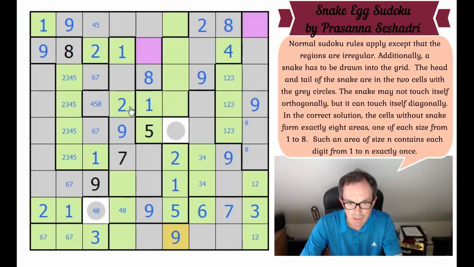Oh, now the 7-cell region, we've got a 1, 2 and a 5 in it, so those must be 3, 4, 6 and 7. 4 means those are not 4. This is the 4. That gives us a 5 here.